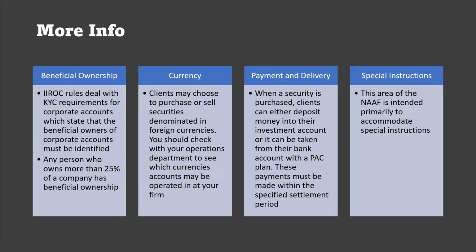So any person who owns more than 25% of a company has beneficial ownership, and they must be identified in that corporate account NAF. Now with currency, clients may choose to purchase or sell securities denominated in foreign currencies. Now you should check with your operations department to see which currency accounts may be operated in at your firm. Payment and delivery. So when a security is purchased, clients can either deposit money into their investment account, or it can be taken from their bank account with a PAC plan.